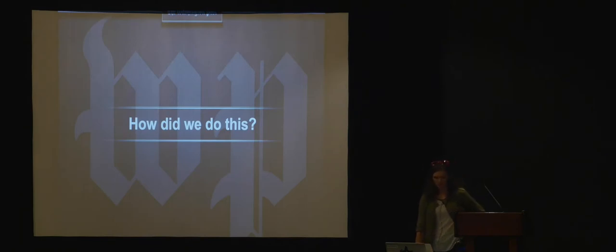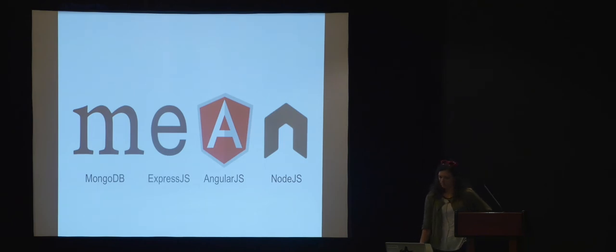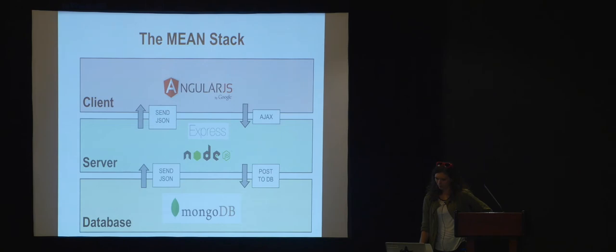We ended up going with the MEAN stack, surprise, surprise. The MEAN stack, for those who don't know, is MongoDB, Express.js, AngularJS, and Node.js. So it's a complete JavaScript stack from front to back, with JSON documents in the database. Here's how those pieces fit together, and you can see the overview here.